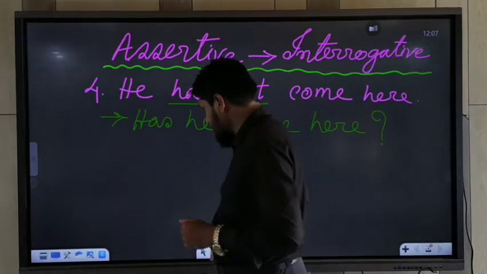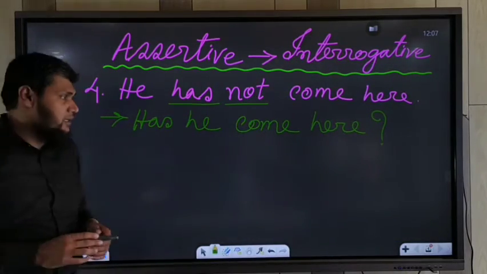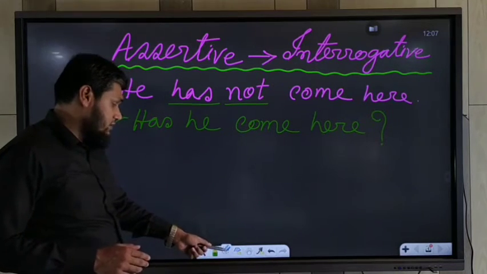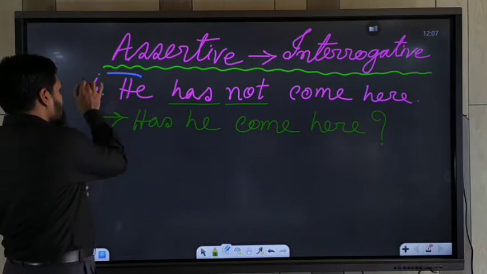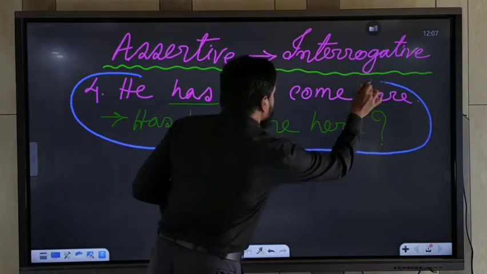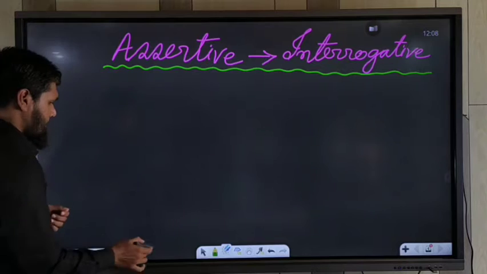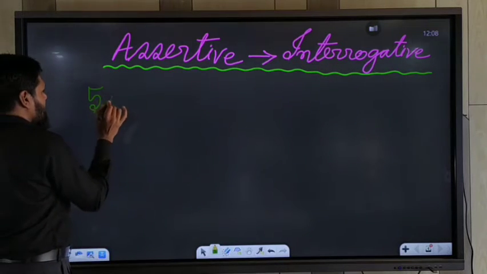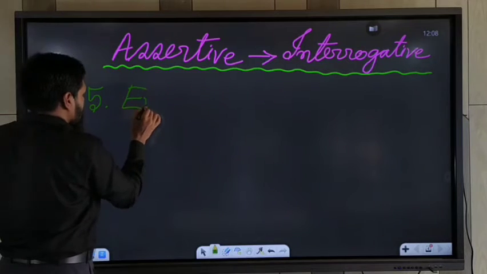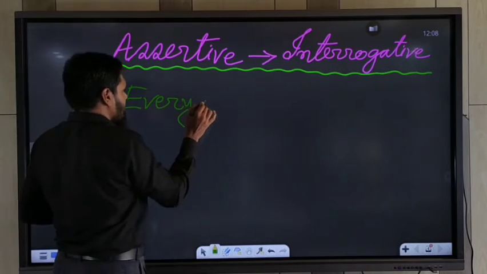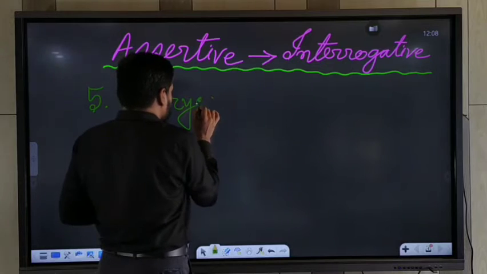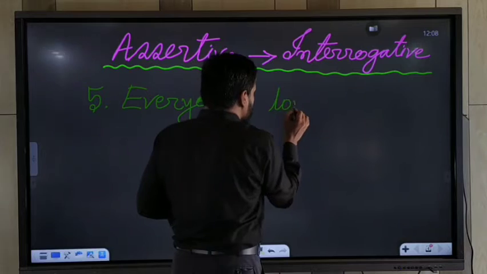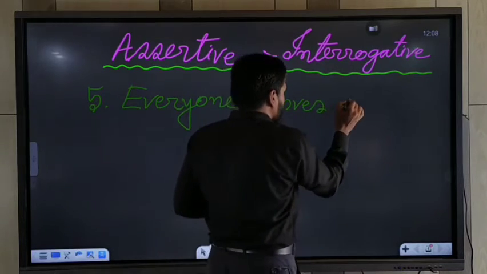Now, if there is every in an assertive sentence, what will you do then? Number 5. Everyone loves flowers.